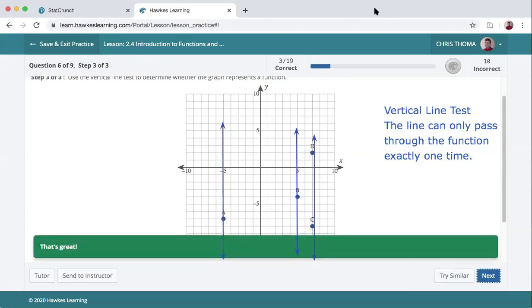So let me get rid of my drawing so it won't be in the way of the next page. Remember, a vertical line test: the line can only pass through the function and hit it exactly 1 time.